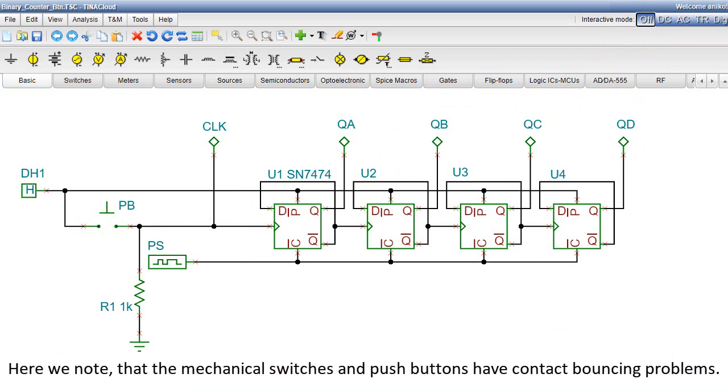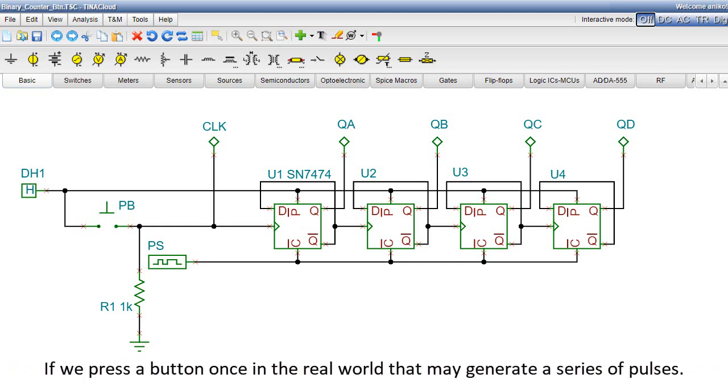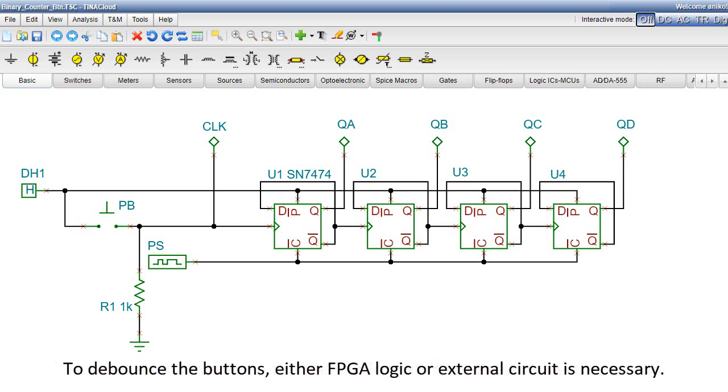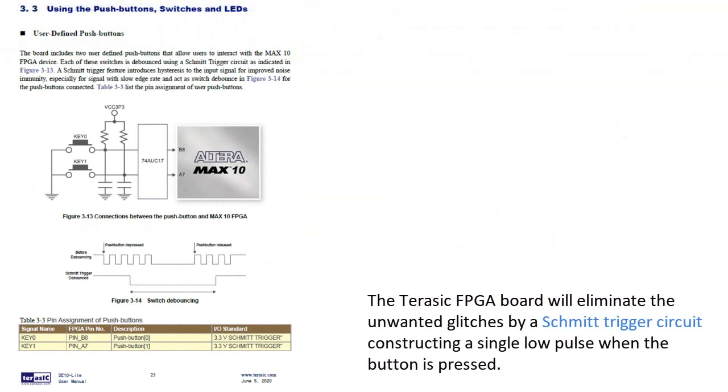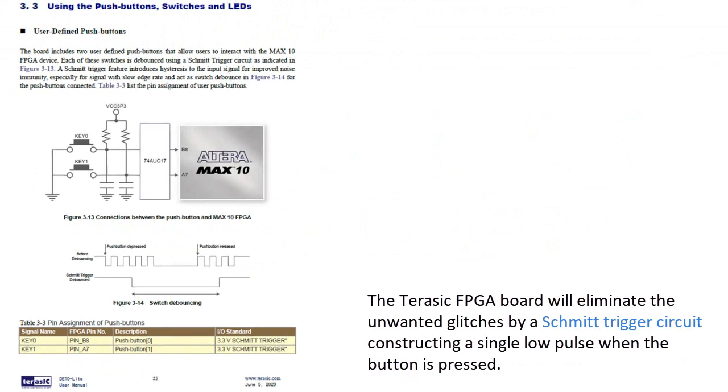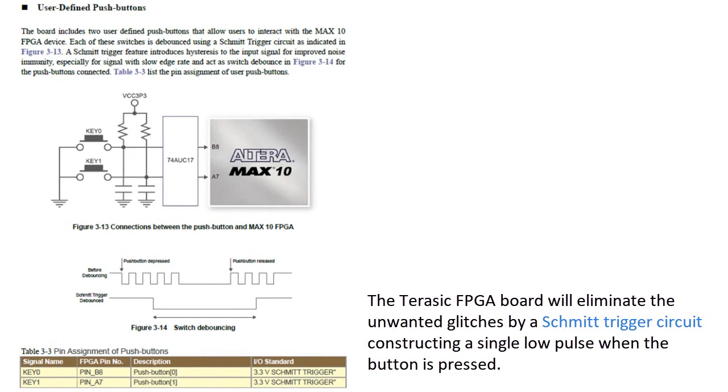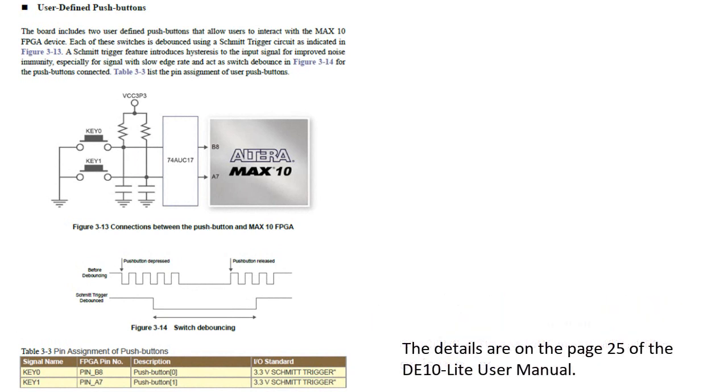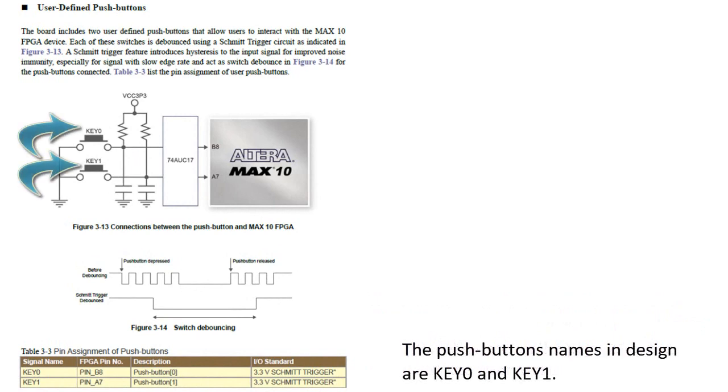Before implementing this circuit on an FPGA, here we note that the mechanical switches and push buttons have contact bouncing problems. If we press a button once, in the real world, that may generate a series of pulses. To debounce the buttons, either FPGA logic or external circuit is necessary. The TINACloud FPGA board will eliminate the unwanted glitches by a Schmitt trigger circuit, constructing a single low pulse when the button is pressed. The details are on page 25 of the DE10 Lite user manual. The push buttons' names in the design are key 0 and key 1.